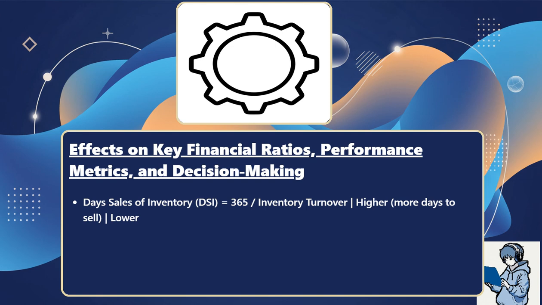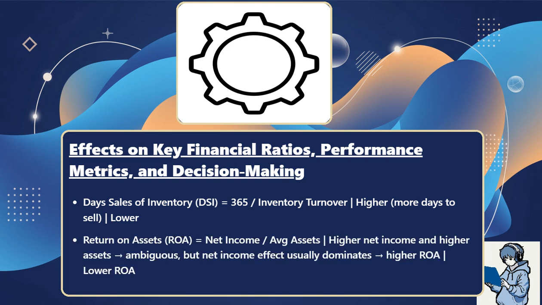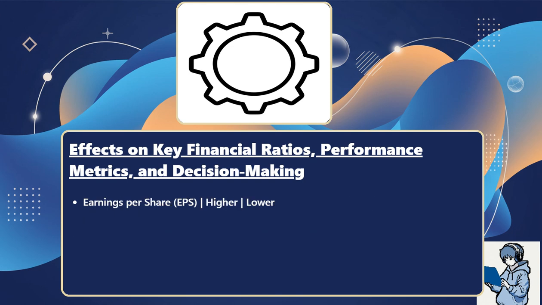Days sales of inventory equals 365 divided by inventory turnover. Under FIFO, days sales of inventory is higher, indicating more days to sell. Under LIFO, it is lower. Return on assets equals net income divided by average assets. Under FIFO, both net income and assets are higher, but the net income effect usually dominates, leading to a higher return on assets. Under LIFO, return on assets is lower. Earnings per share is higher under FIFO and lower under LIFO.